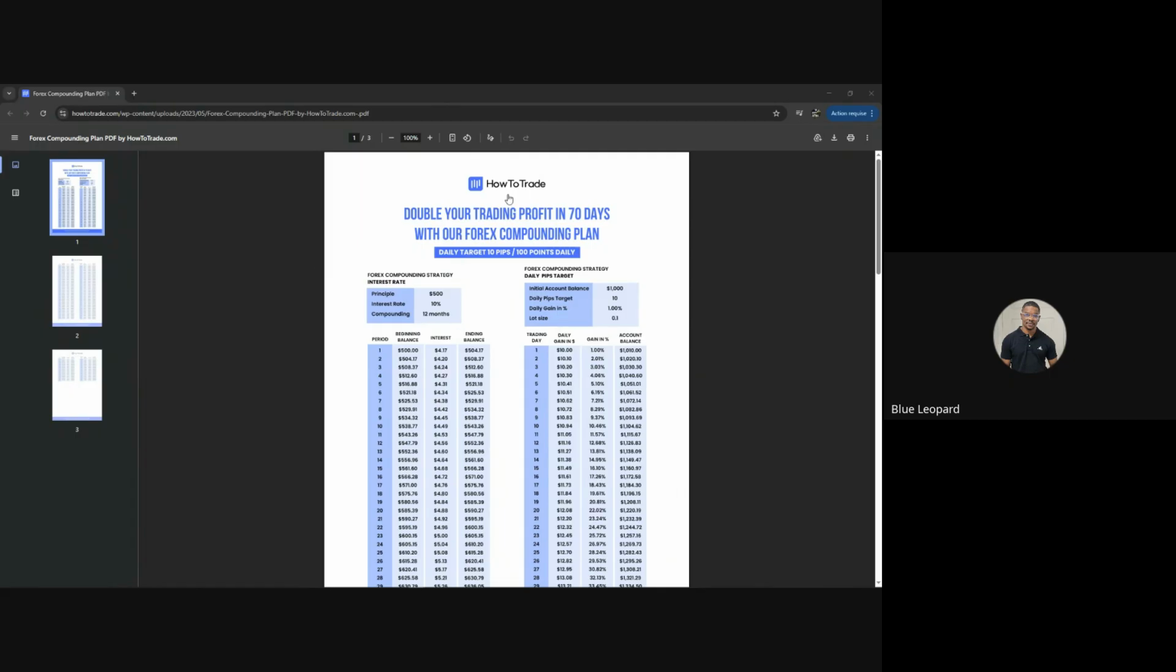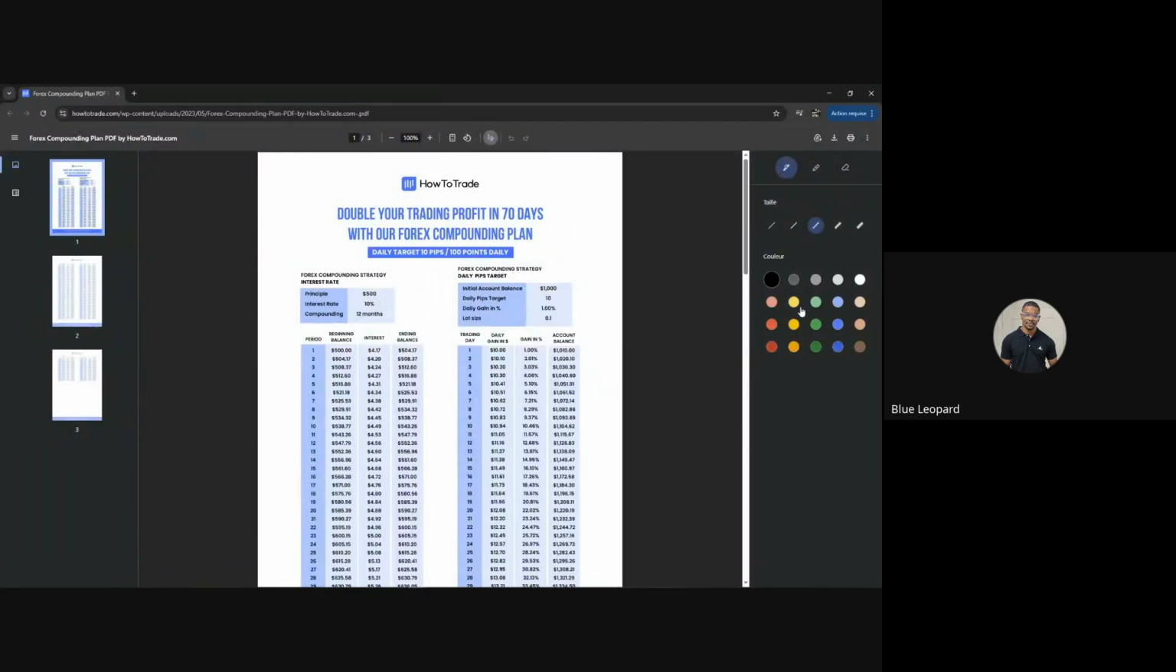Okay. So let me explain first of all what we have here. We have, let me take the red pencil, how to double your trading profit in 70 days. So this is an estimation. The numbers can change, okay? I'm just trying to explain to you how the Forex market can allow you to really bring your account to another level.